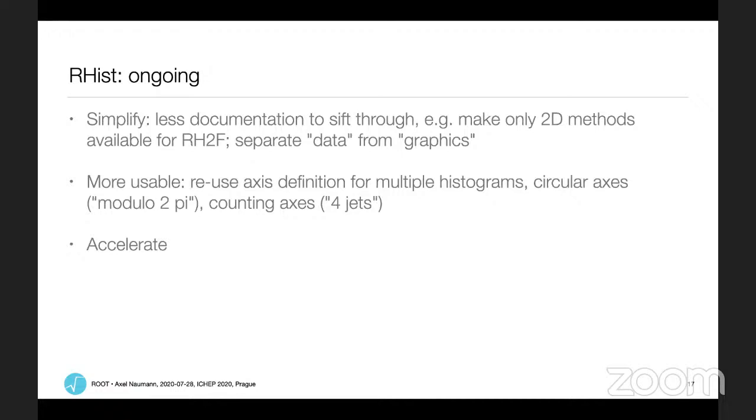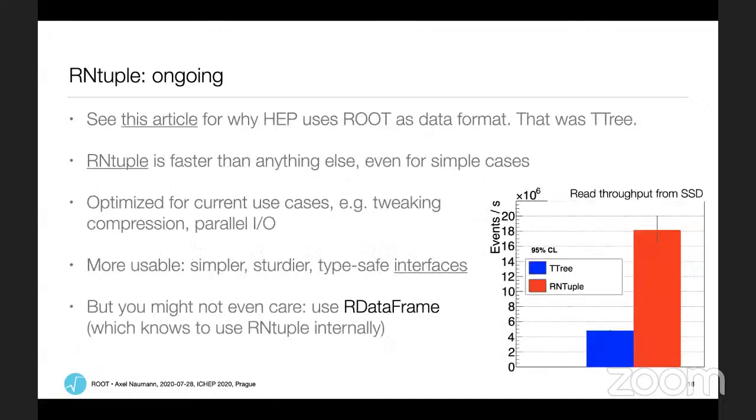We also want to make them more usable, for example, to have re-axis definition for multiple histograms. We want to be able to have circular axes, the good old modulo 2 pi. You know, if you subtract two jet phis and you need to figure out how to fill that into the histogram, that's always fun. We want counting axes where you don't have to worry that you fill with 3.999 and so it ends up in the wrong bin, but instead we just count and have, say, four jets. And obviously that's not going to be slower than the old ones.